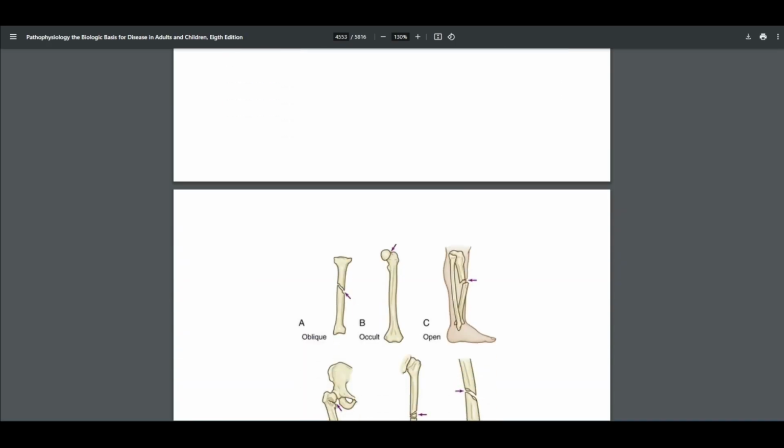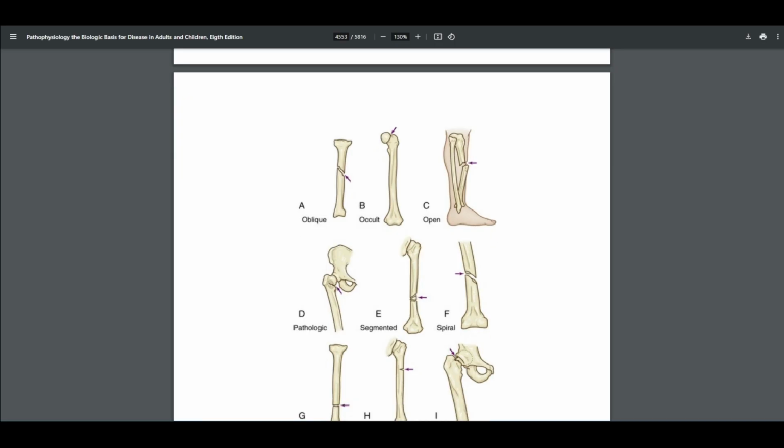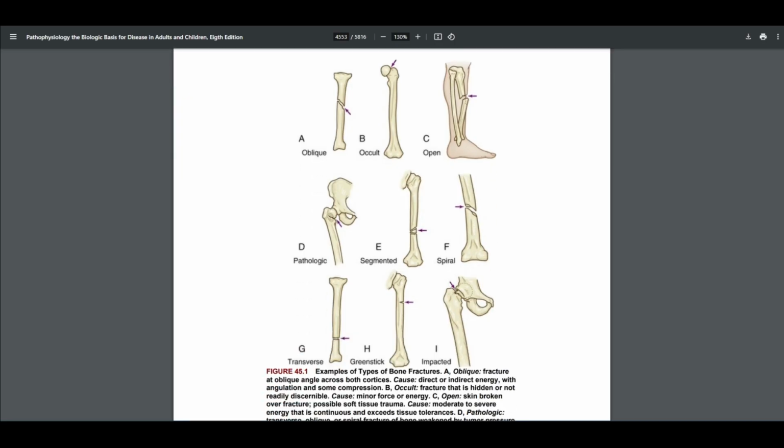So here we're taking a look at different kinds of fractures and different fracture types. Here's a good spot to pause if you're unfamiliar with the differences between oblique, occult, open, pathologic, segmental, spiral, transverse, greenstick, or impacted.